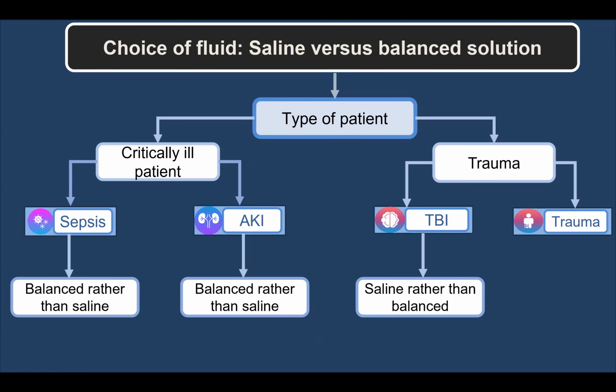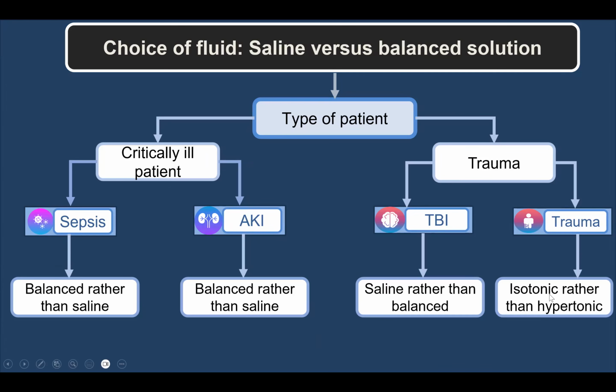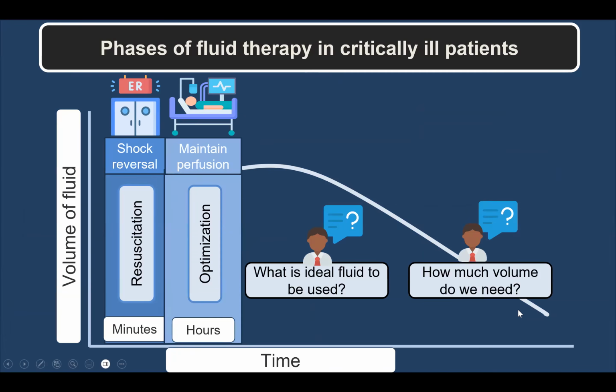And lastly, for trauma patients, whether to use isotonic saline or hypertonic saline. The idea for using hypertonic saline is small volume resuscitation. As we see here, there are several studies that compare saline 0.9% versus saline 3%. There is no difference in the outcome between both of these solutions. That's why the recommendation is to use isotonic rather than hypertonic saline in trauma patients.